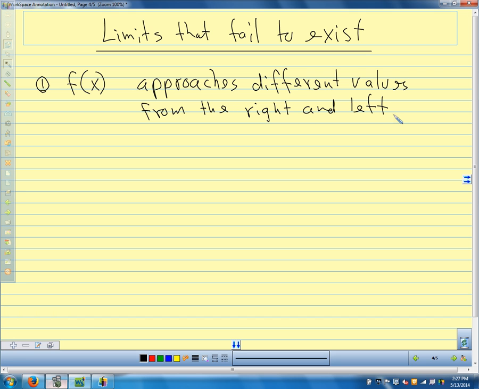An example of this is the function f of x. If we look at the limit as x approaches 1 of the absolute value of x minus 1 over x minus 1, if we graph this, our graph looks like this.